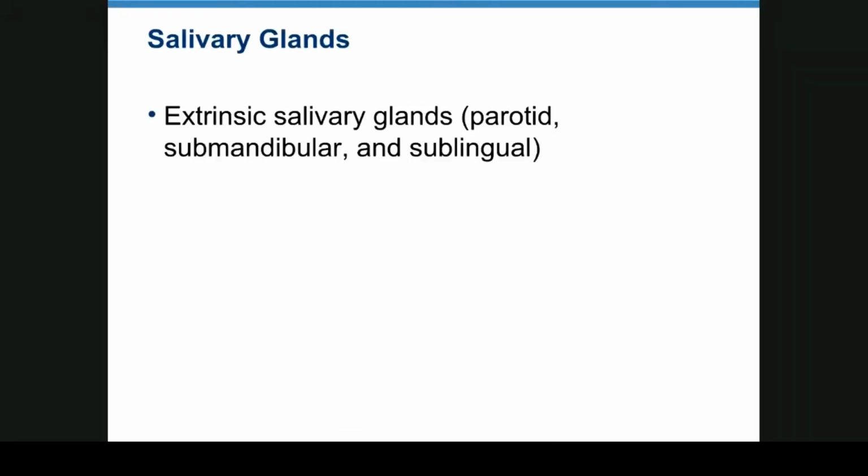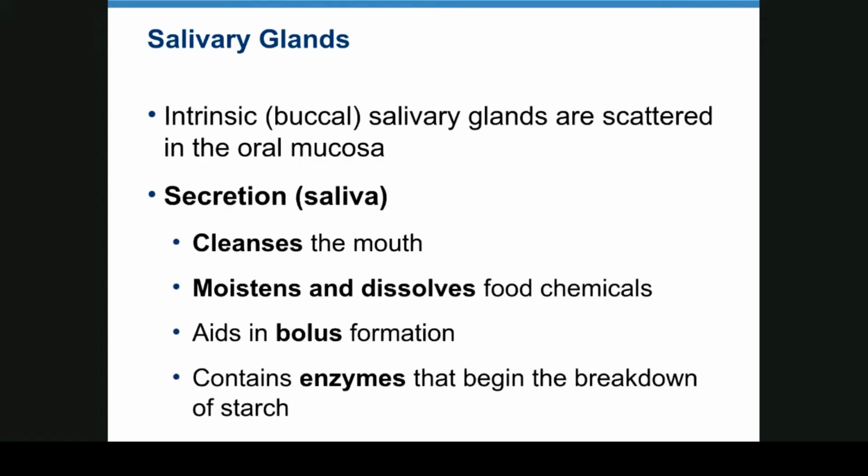Okay, here's our salivary glands. I thought they might come out here. The parotid, the submandibular, and sublingual salivary glands are extrinsic salivary glands. Intrinsic are within the mouth, little bitty glands throughout the oral mucosa. And saliva cleanses the mouth, moistens and dissolves food chemicals, helps you form a bolus where you can swallow food, and contains enzymes that help break down starch.